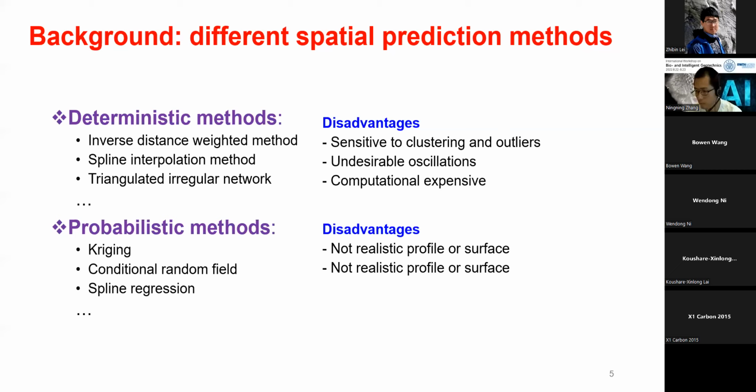Here we choose three widely used methods: the spline interpolation method, the spline regression method, and the conditional random forest method. These three methods are chosen because we can gain some insights from these comparisons.